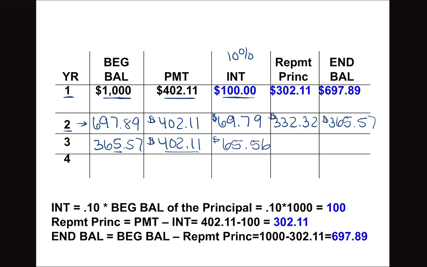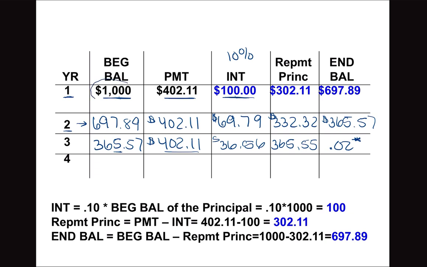Oh, sorry. That is not correct. It's 36.56. So I'm going to subtract this interest payment from my total payment to find out how much I'm putting towards principal. When I do that, I get about $365.55 with about 2 cents left. So this is going to vary because of rounding. But this is how we get our amortization schedule.